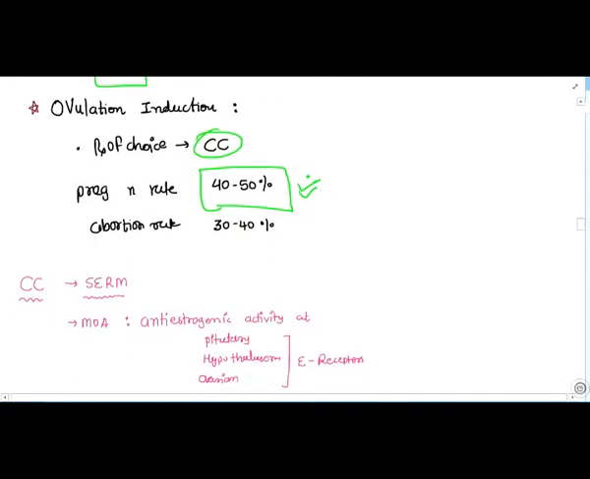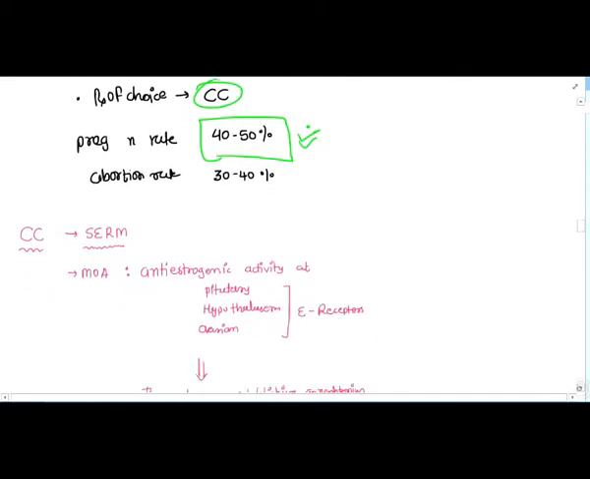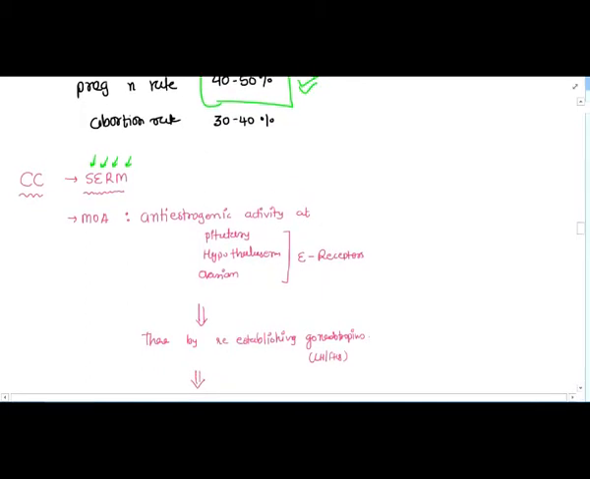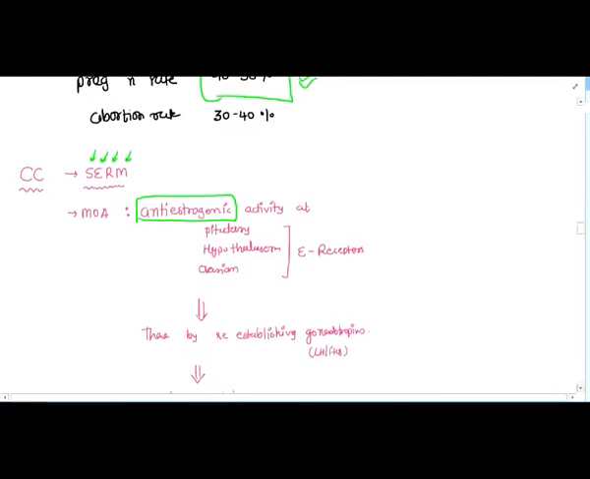Now, what is clomiphene citrate? Clomiphene citrate is a SERM, selective estrogen receptor modulator. What is the mechanism of action? At some estrogen receptors it is anti-estrogenic, and at some estrogen receptors it is pro-estrogenic. That's why we call it selective.